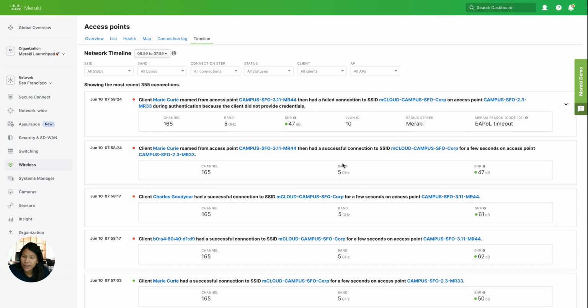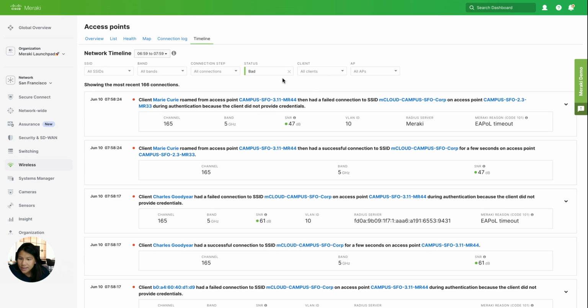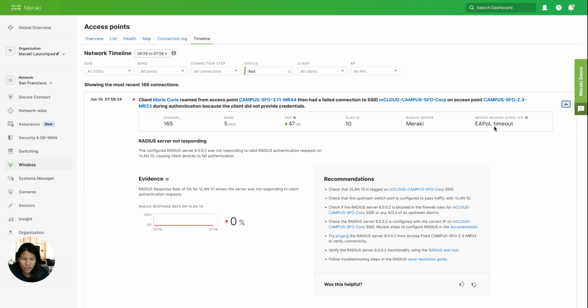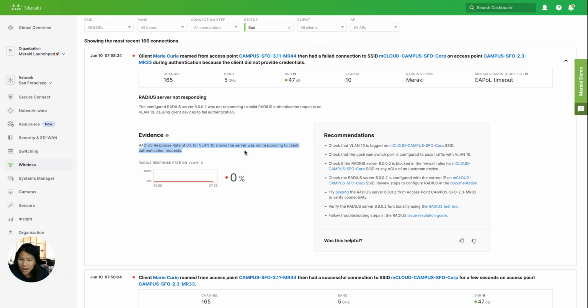And the last thing in Wi-Fi that's quite interesting is that I can check at a glance when I have a problem. So for example, I have this client, Marie Curie, who is having problems accessing my access point. And so I can check immediately that the problem is because the RADIUS server is not responding. And then here's our evidence. Every time I'm trying to contact this RADIUS server, it's just not replying. And here are some recommendations to fix that problem.